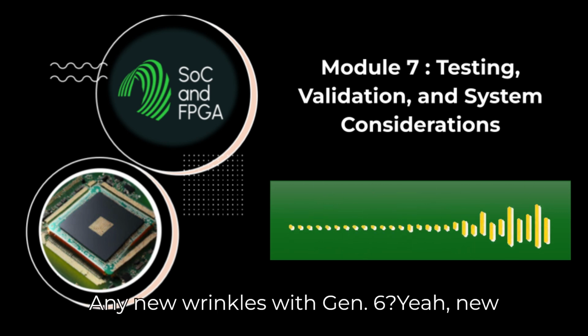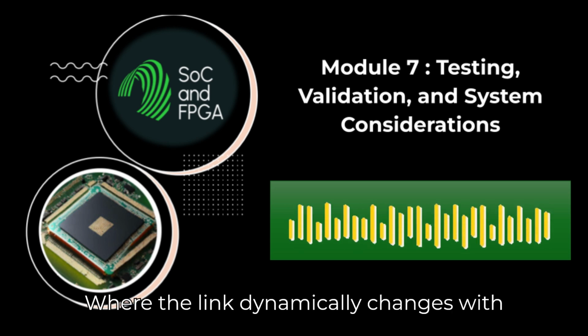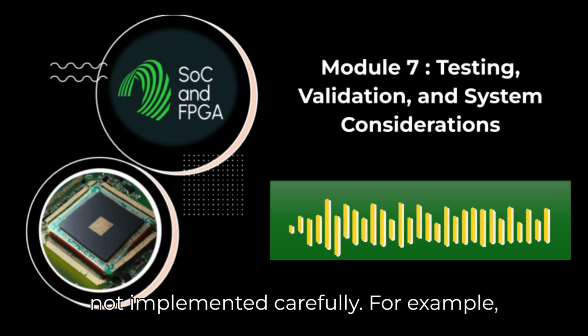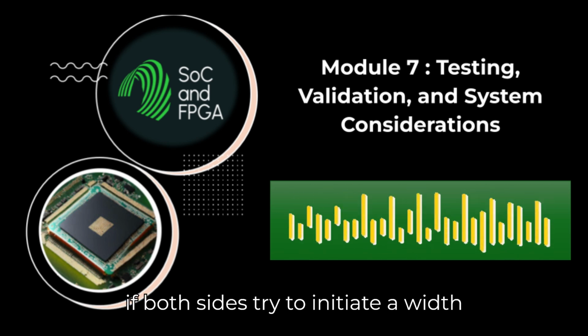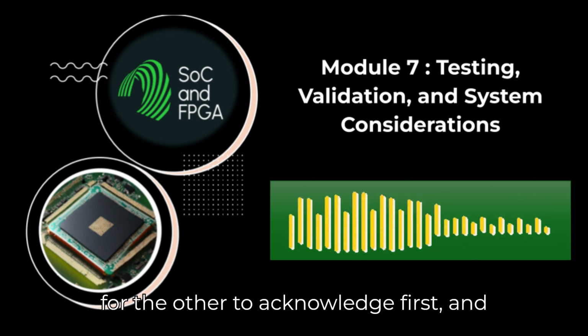Any new wrinkles with Gen 6? Yeah, new features like the L0p low power state, where the link dynamically changes width, can introduce new potential deadlocks if not implemented carefully. For example, if both sides try to initiate a width change at the exact same time and wait for the other to acknowledge first.